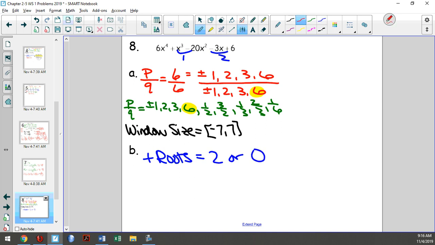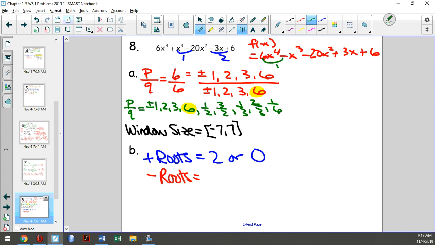Okay, negative. Negative roots means that I'm going to change only the odd powers. So 6 to the 4th stays, minus x cubed, minus 20x squared, plus 3x plus 6. Do we all see that? Yes or no? All right. Well, I have a positive to a negative, there's 1. Negative to negative, no. Negative to positive, there's 2. Positive to positive, no. So how many sign changes do I have? How many negative roots? 2 or 0.